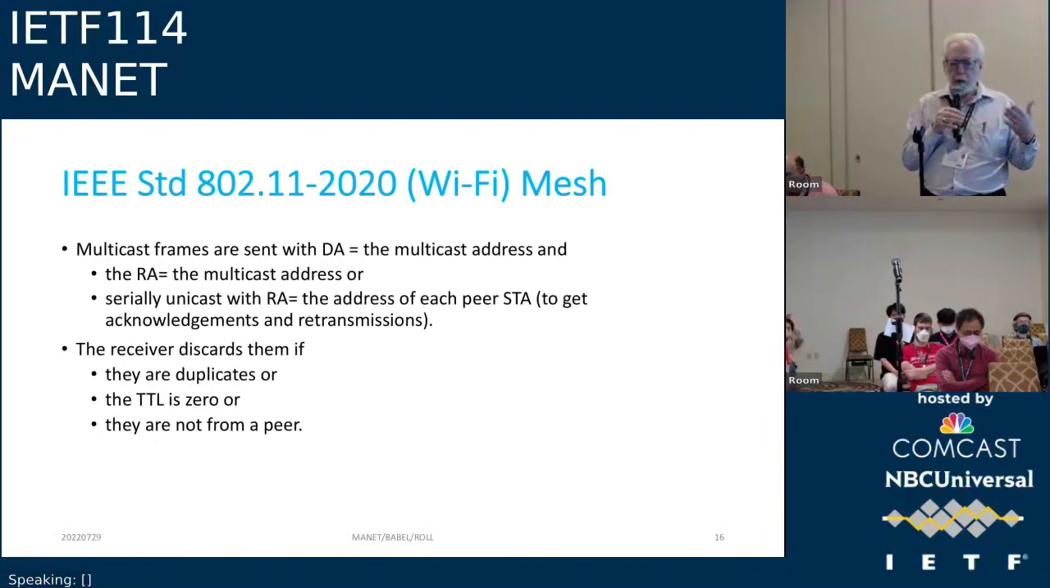So multicast. They're sent with the destination address, the multicast address, so you don't need separate receiver addresses for the physical receivers. Or alternatively, you can serially unicast by specifying individual receivers to get acknowledgements and retransmissions on each hop. The receiver discards them if the TTL is counted down, obviously, or if they're duplicates, or if they're not from a peer. So it basically just floods it with duplicate elimination. And that gets your multicast or broadcast frame to all the mesh stations in your mesh.